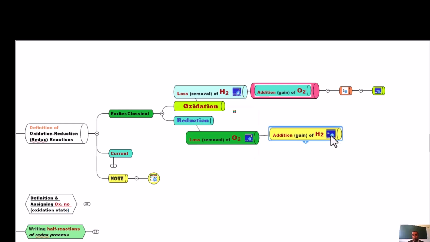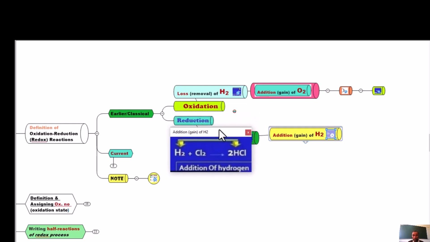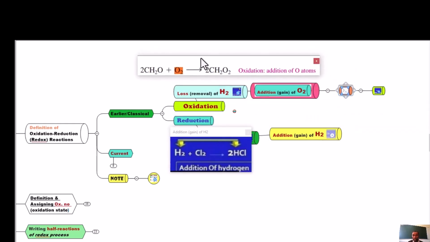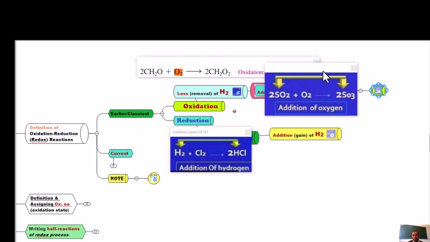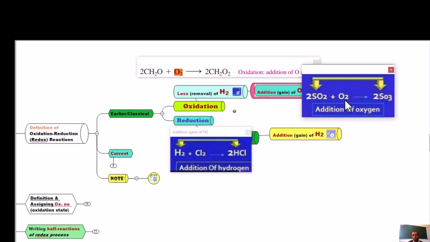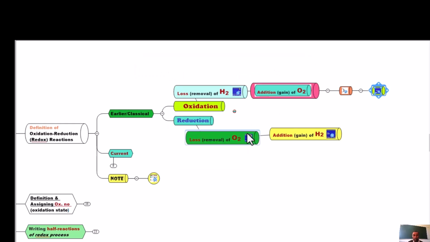Example: if you see this chemical reaction, it involves the addition of hydrogen, so it is considered reduction. And if you see this chemical reaction, it involves the addition of oxygen, so it is considered oxidation. Similarly, this chemical reaction involves the addition of oxygen, and it is considered an oxidation reaction. This is the definition of oxidation and reduction in terms of loss or gain of hydrogen and oxygen.